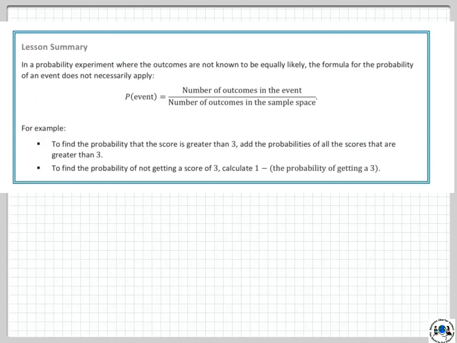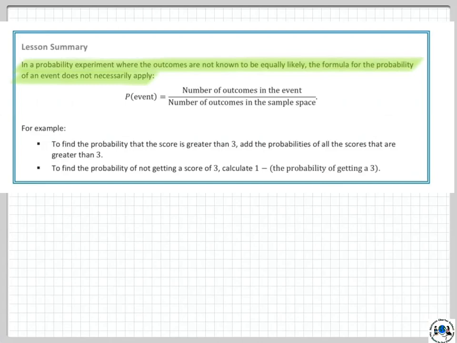All right, here's our lesson summary. I had a little trouble with this lesson summary. It's just kind of strange. I almost thought of just leaving it out, but let's just talk about it. Here they're telling us that in a probability experiment where the outcomes are not known to be equally likely, the formula for the probability of an event does not necessarily apply. And this is the one for when they were equally likely.